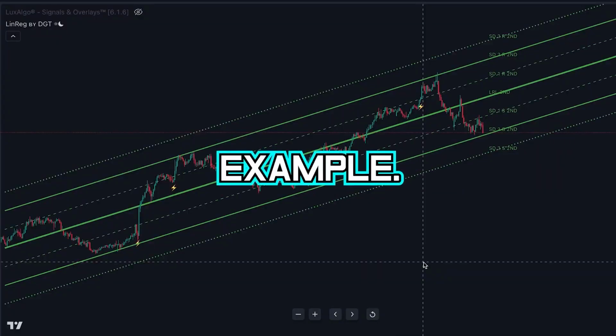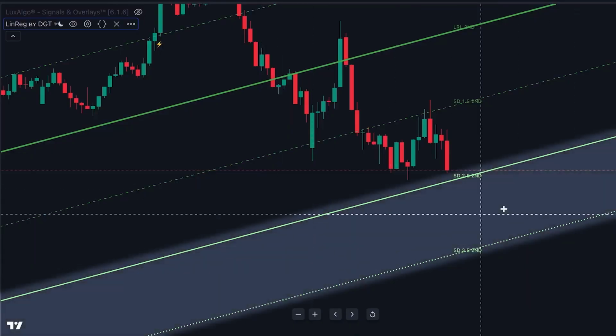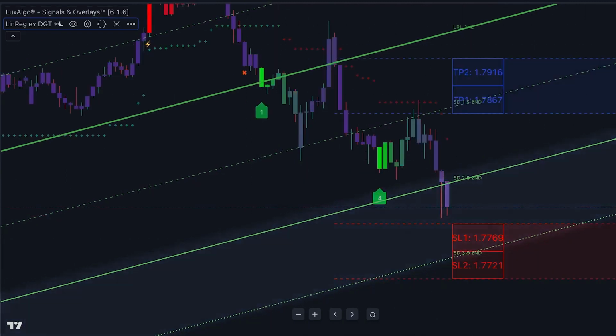Here is a buy example. First, we want to ensure that the higher timeframe channel is bullish. Once confirmed, we need to wait for price to retrace into the third deviation of the channel.